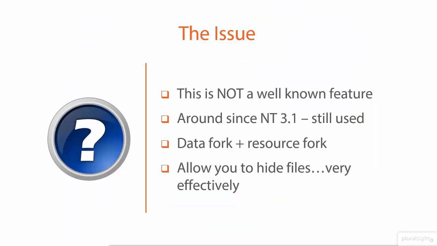Because of these two forks, we're actually able to hide files extremely efficiently, folks. So this is one of those necessary evils. We want to be able to store additional data about a document as well as the document itself. Dale, can you show us how that's done?